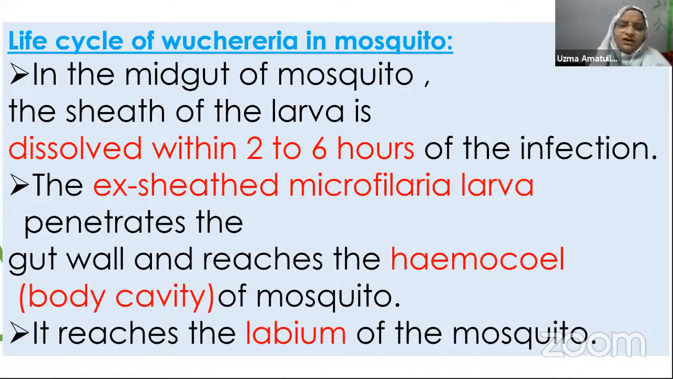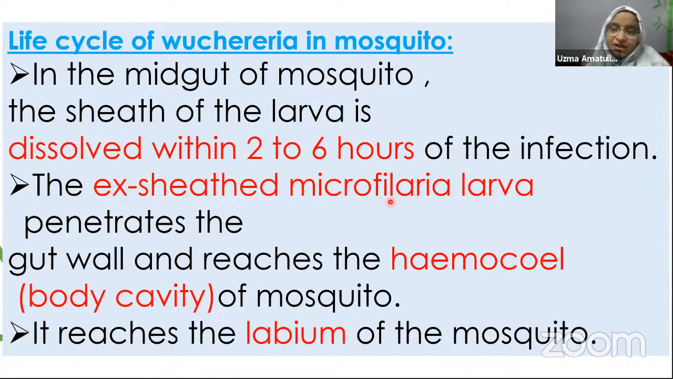Now, life cycle of Wuchereria in mosquito. In the midgut, what happens? In the midgut of the mosquito, the sheath of the larva gets dissolved within 2 to 6 hours. As the blood is sucked by the mosquito, within 2 to 6 hours, the sheath gets dissolved. Then, after the infection, the ex-sheathed microfilaria larva, ex-sheathed means there is no sheath now. Ex means before it was there, now it is not. Ex-students means those students who studied before.